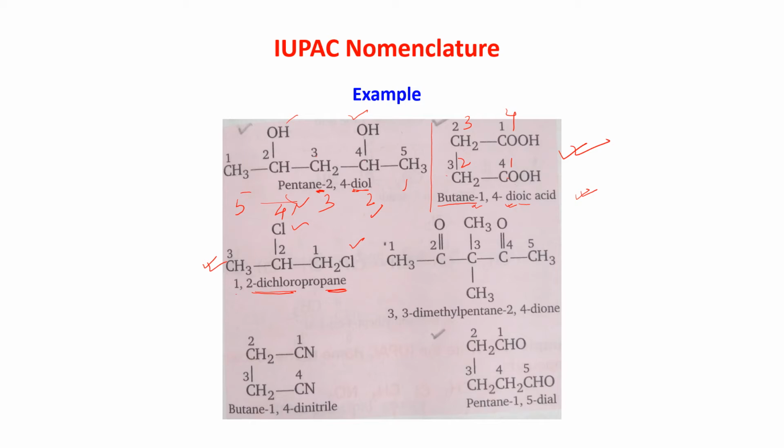You just go back to the seniority table. You can see that ane is coming before halogen, that is X. Am I clear? Now look at this one.